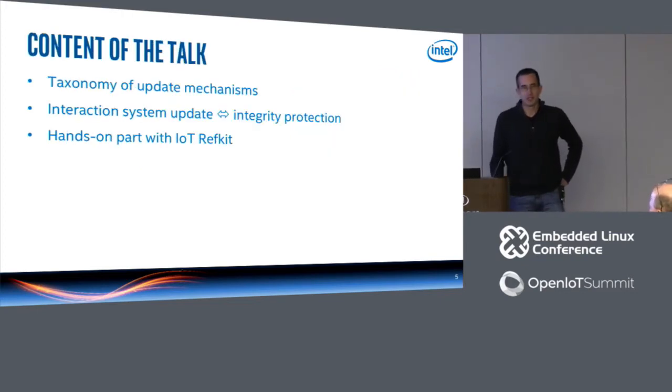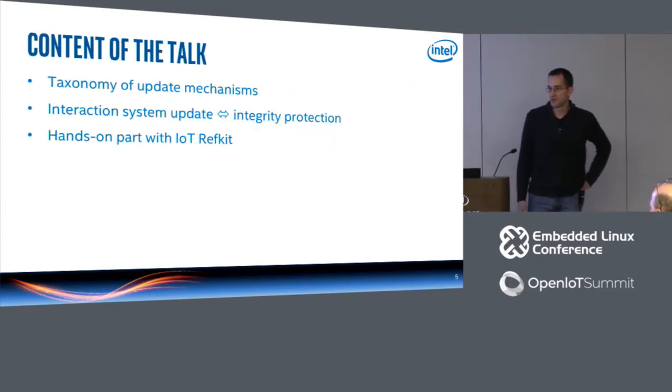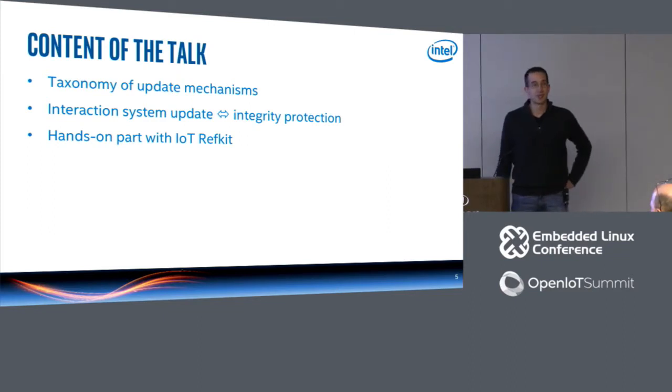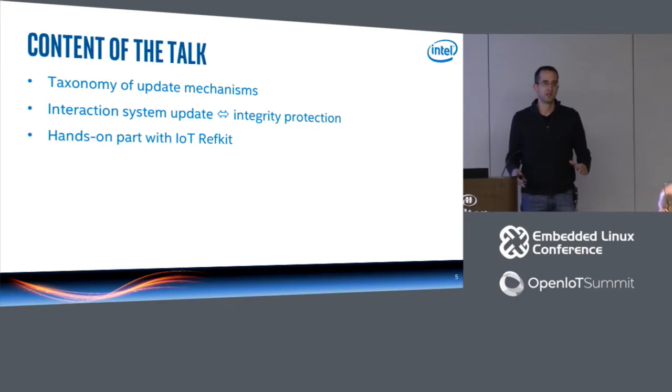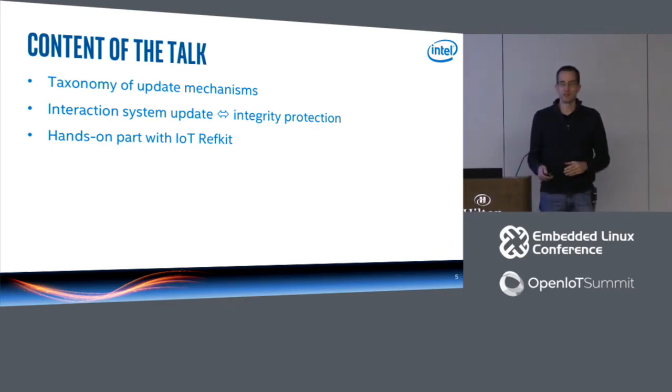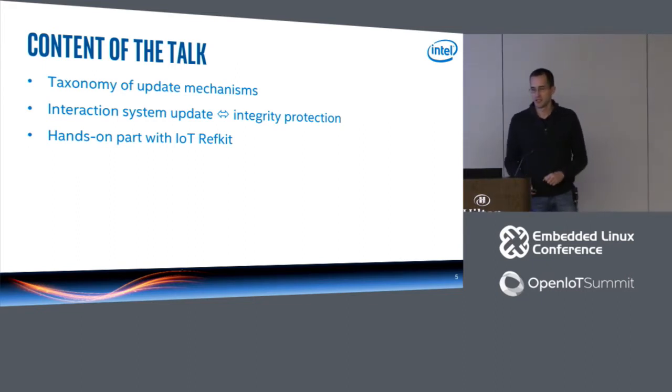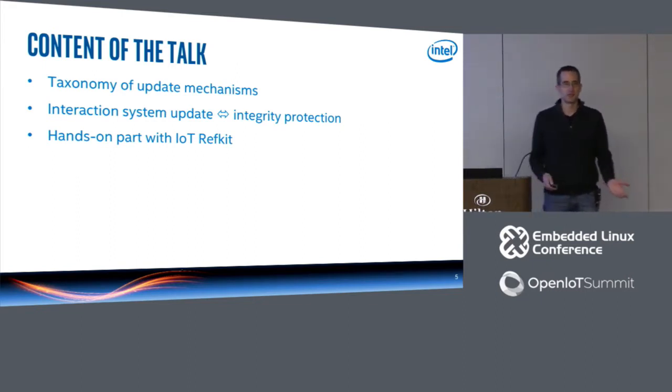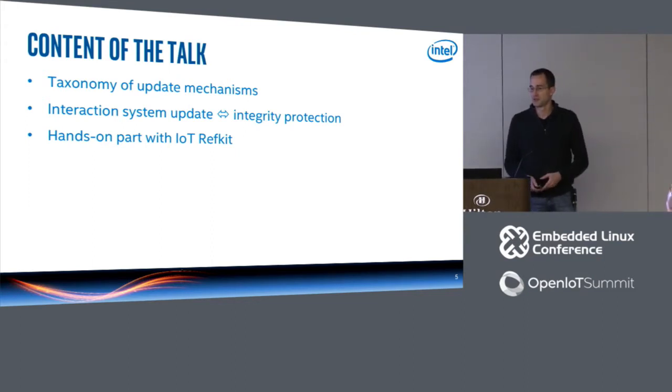So that leads to the content of a talk. I'm going to talk about different update mechanisms, but I'm trying to do it from a high level, because I was interested in what are the key differences between these mechanisms, and how does that influence the system architecture, and how does that influence the possibility to add integrity protection. So these two parts go hand in hand, because both depend on the architecture of your system.